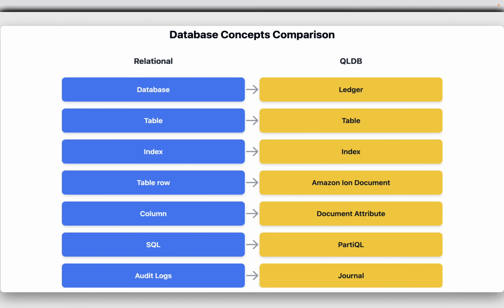So, database concepts comparison. On the left we have database, and in QLDB it's called a ledger. Table is the same, index is the same. In a relational database we call it a table row, which is a table record, but in QLDB it's called an Amazon Ion document, and we have a column, but we call it a document attribute. Then we use SQL, but in this case we use PartiQL, and audit logs. So with audit logs, basically you can verify who has made a change, what was changed, all those things. But in QLDB this is the main feature, which is called a journal, and I'll be explaining more about the journal and all those database concepts.